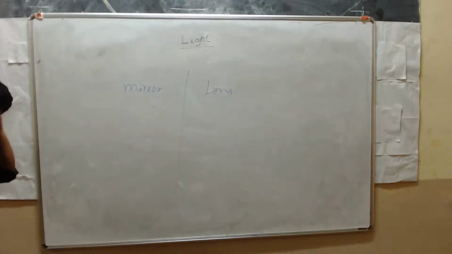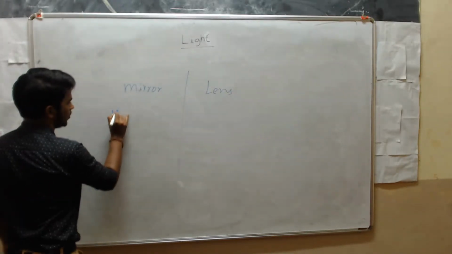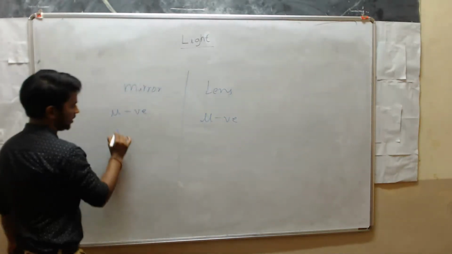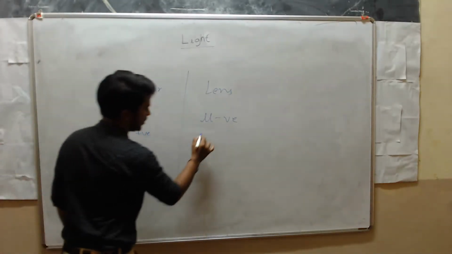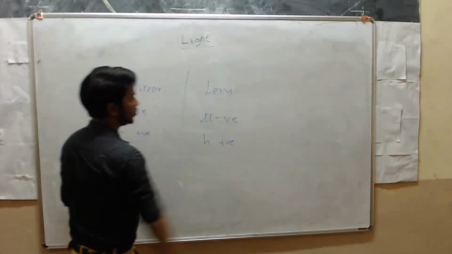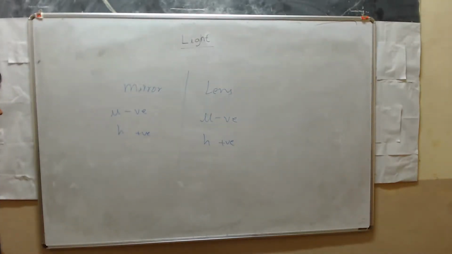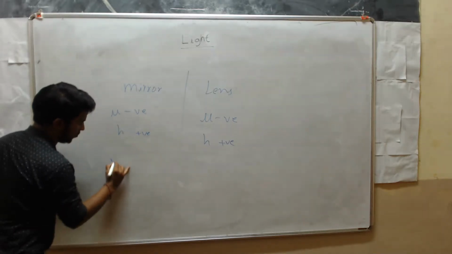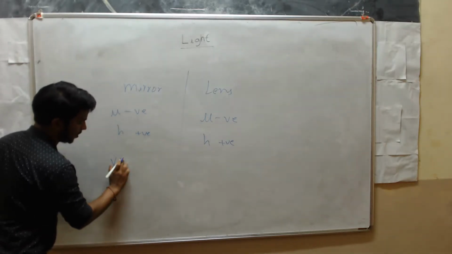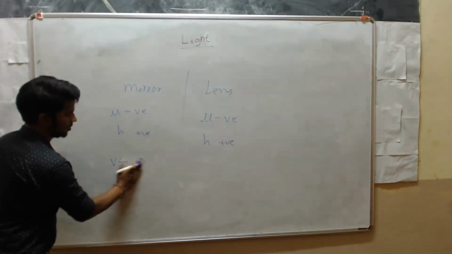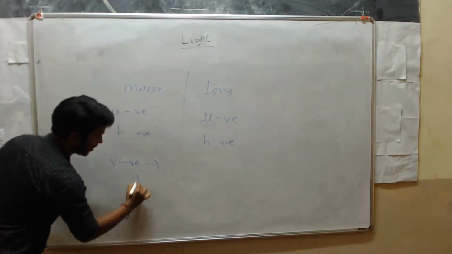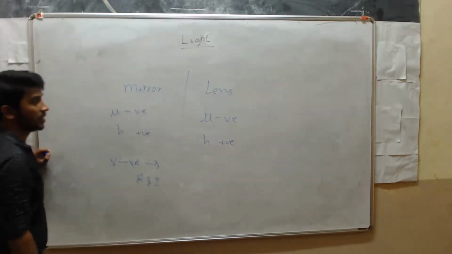See here, in mirrors, u is always negative. In lenses also, u is always negative. Then height of the image is always positive. Here also height of the image is always positive. Okay. Next, in mirror, if v is negative, then the image is real and inverted.